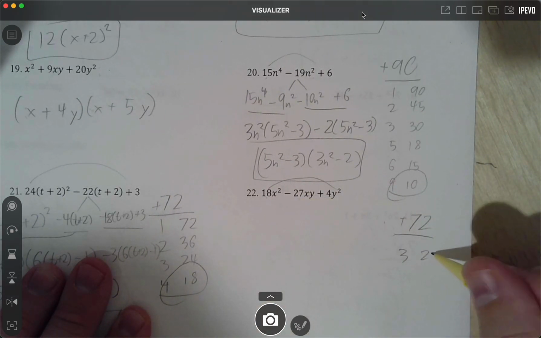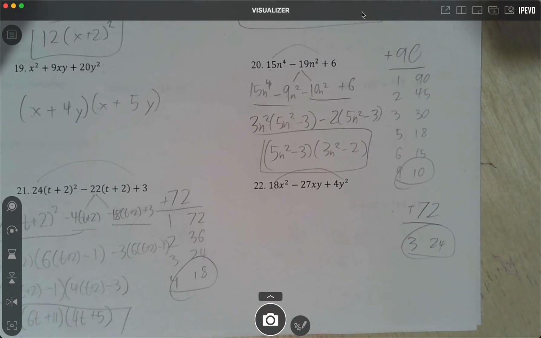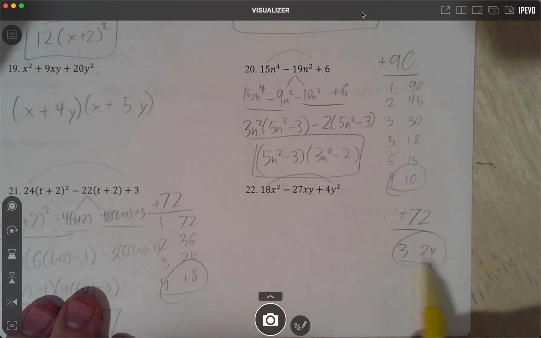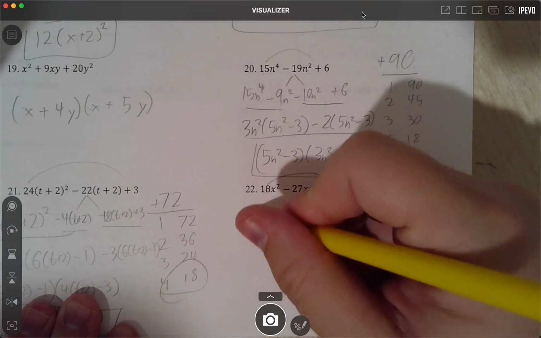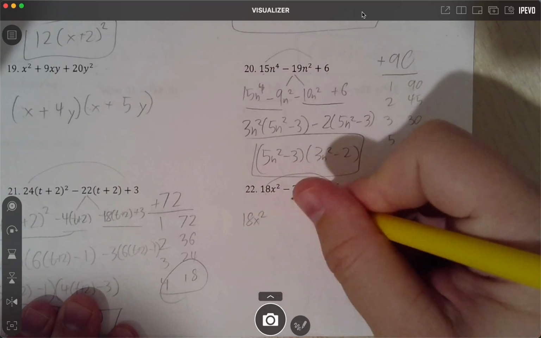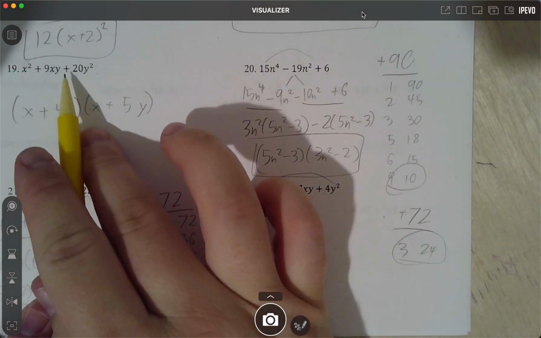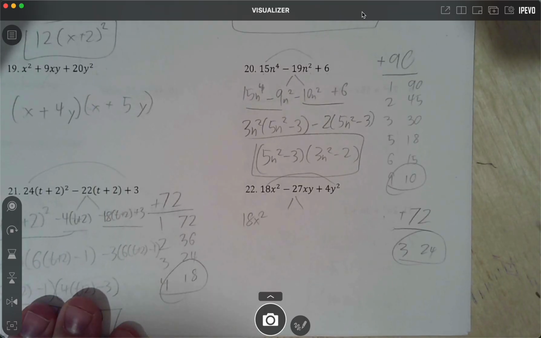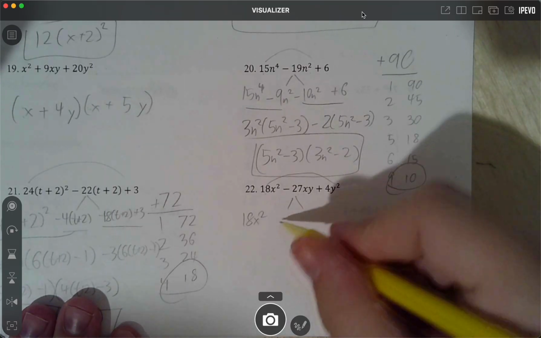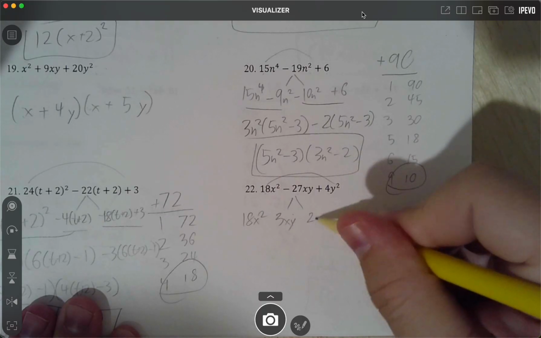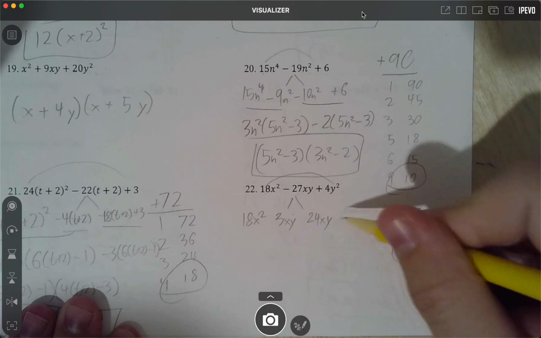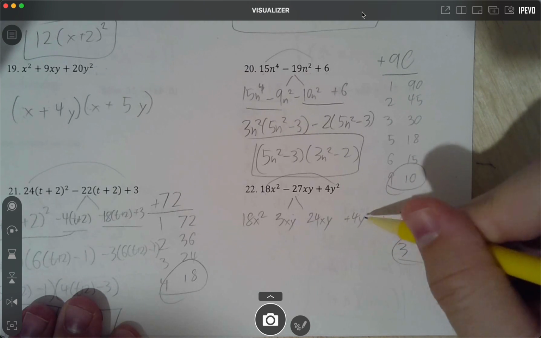There's 3 and 24 because I already was working that out before. Right? It's what we just did in the last example. We had 72. We're still just listing out those factors. I just noticed they make 27 earlier than rewriting it all. So there's the 18x squared. Now you're going to see why the xy that we had before works, because we actually have by grouping to do. We have a 3xy. We have a 24xy. And we have the 4y squared.